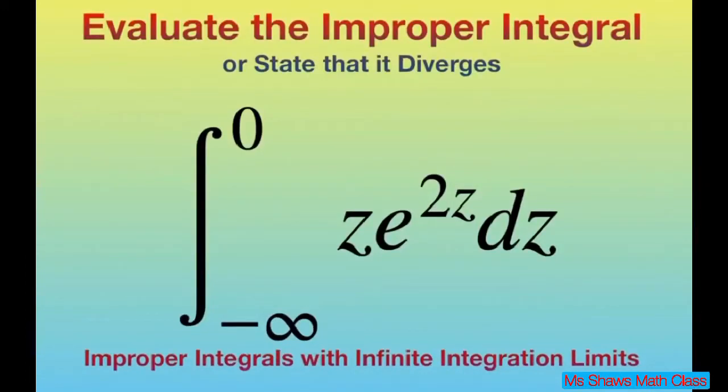One, we're going to evaluate the improper integral or state that it diverges, from negative infinity to 0. We have z times e to the power of 2z dz. It's an improper integral with infinite integration limits. So we're going to use these examples here.